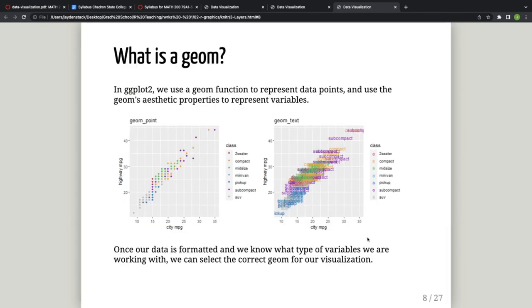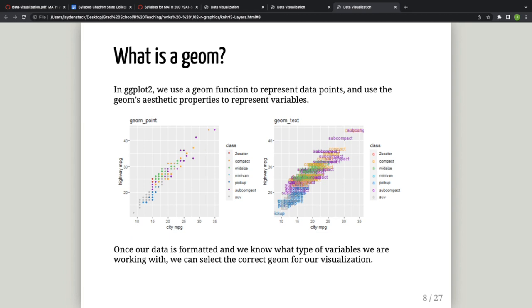Okay, so what is a geom? Right, we talked about this earlier in ggplot2. We use geom functions to represent our data points and use the aesthetic properties to represent our variables. All right, once our data is formatted, we know what type of variables we are working with. We can then select the correct geom for our visualization.